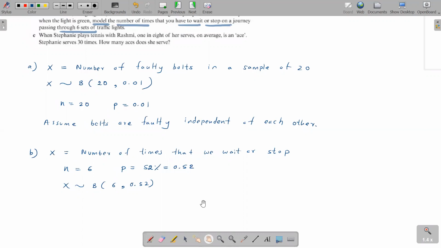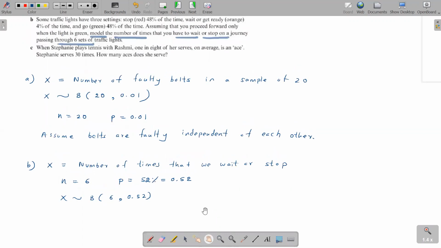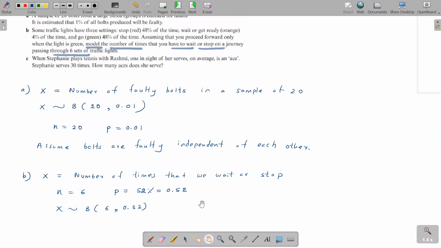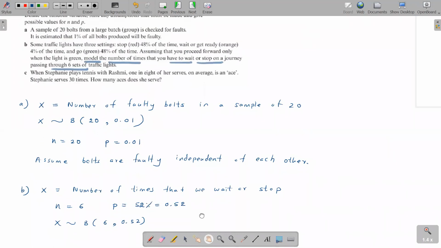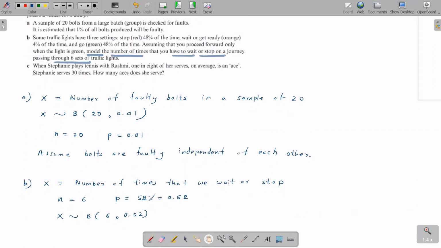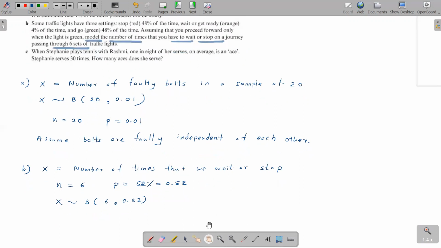And then what about the assumption? Once again, the number of trials is given, and the probability of success is also given. So what's the main assumption we have to make here? The main assumption is that the number of times that we stop is independent, right? The number of times that we stop is independent of each other.